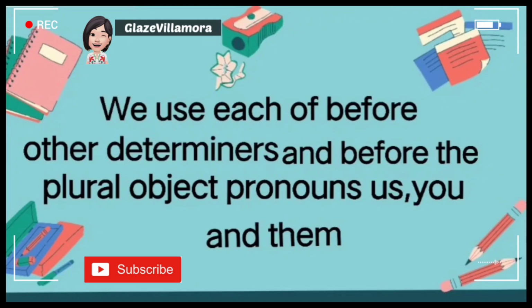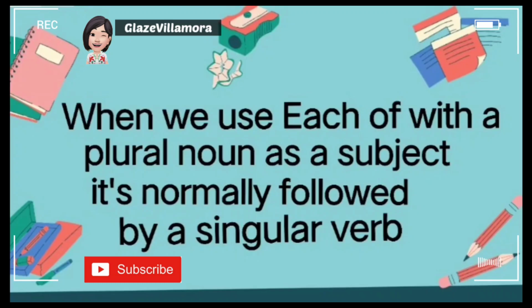We use each of before other determiners and before the plural object pronouns us, you, and them. For example, each of you will make a speech. When we use each of with a plural noun as a subject, it's normally followed by a singular verb. Example, each of the horses has won major international races.